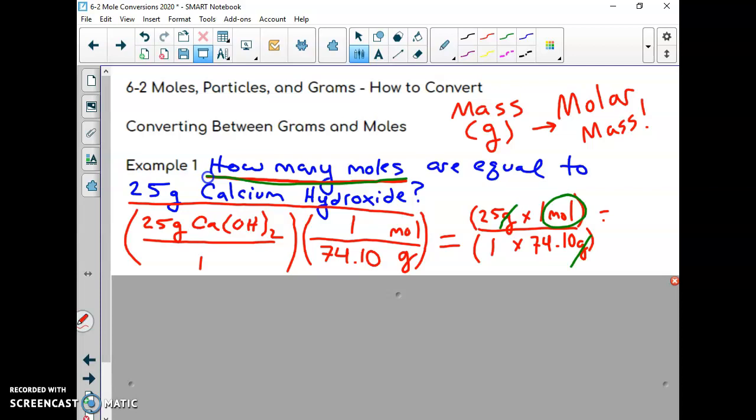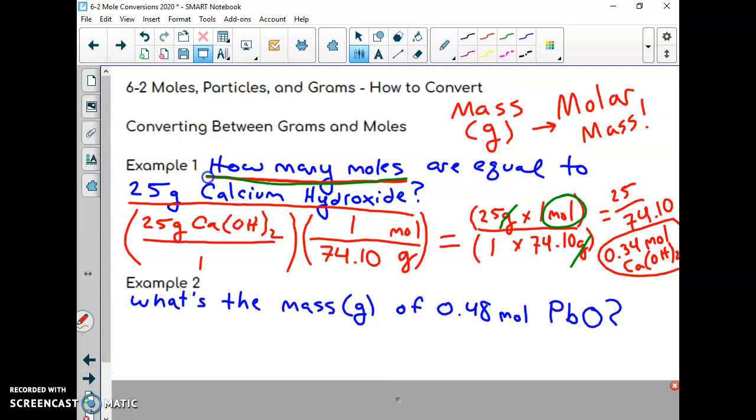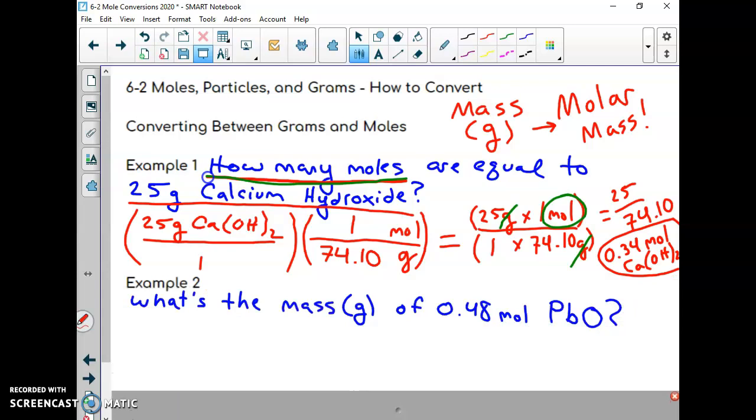If you do 25 over 74.1, you end up, the sample is 0.34 moles of calcium hydroxide. And getting a little cramped in the corner here, but it's a good idea to include the number, the units, and the substance all in your answer. So, another example to show. We'll make this a little quicker.